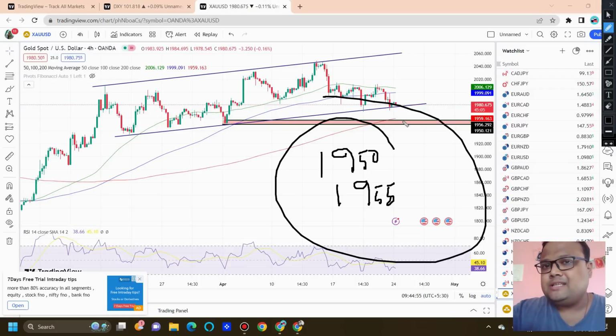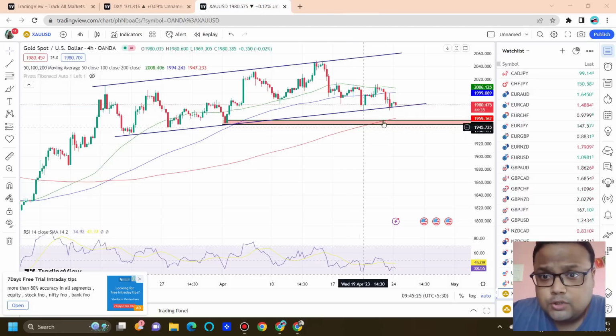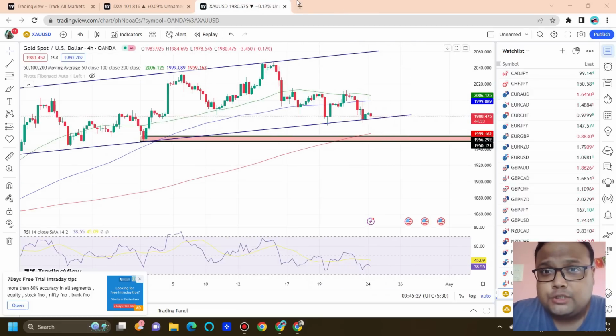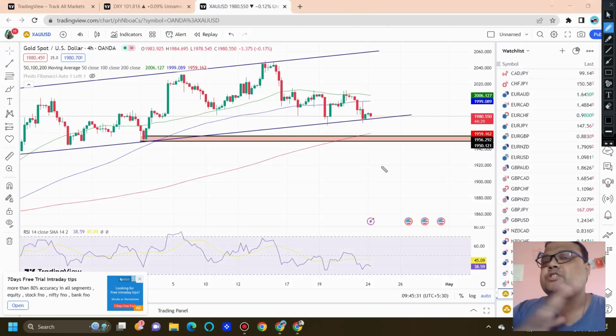But my dear friend, if you see that gold is falling and has come to the level of 1950-55, switch to the 1 hour chart or 50 minutes chart so that you do not miss the opportunity, because no level is permanent in the market. In case there is extreme selling pressure, then obviously gold will break it.